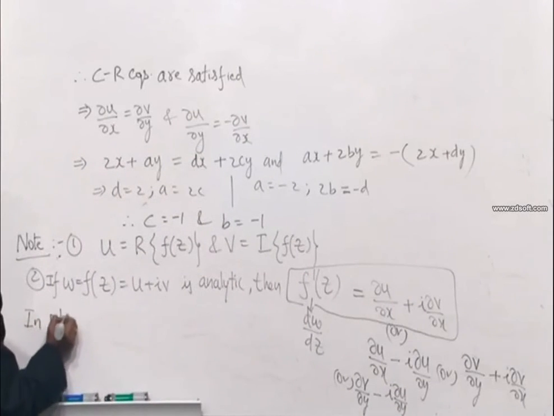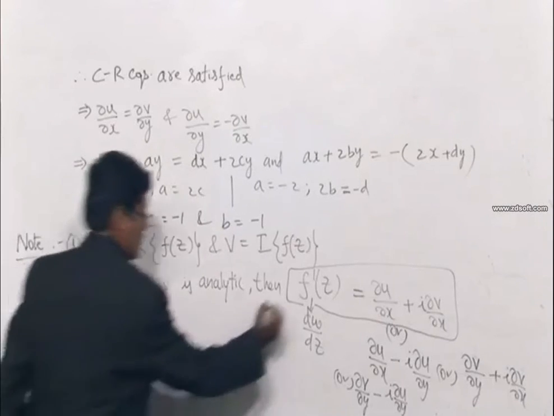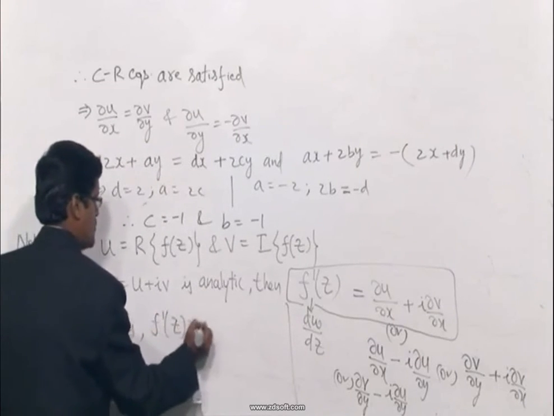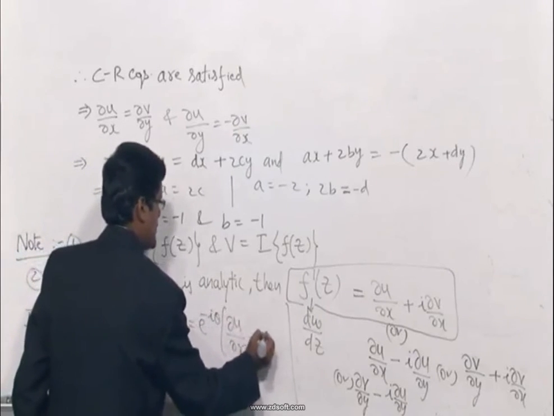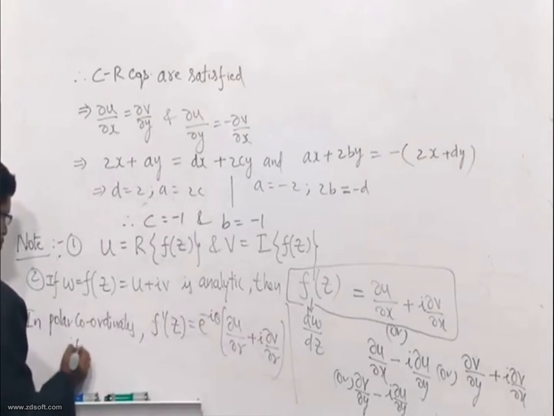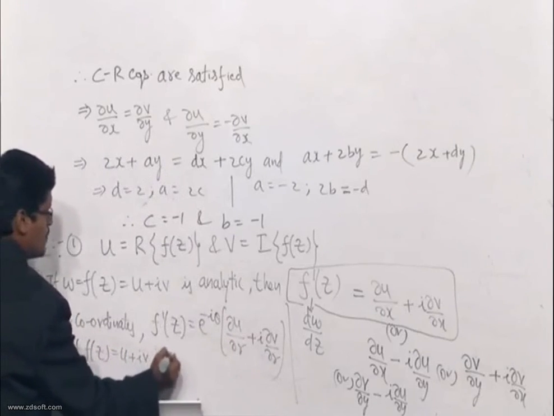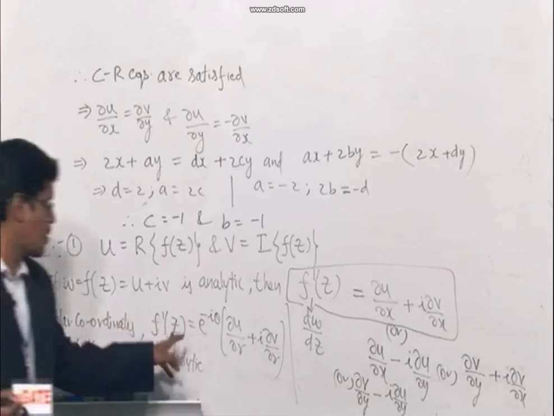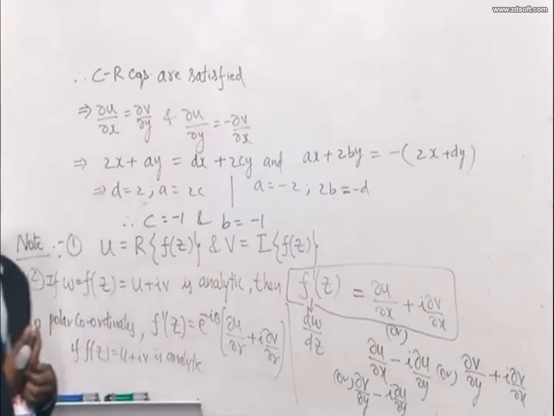In polar coordinates, f dash z is equal to e power minus i theta into dou u by dou r plus i times dou v by dou r, if f of z is equal to u plus iv is analytic. Whenever this function is analytic in polar coordinates, the formula for finding f dash z is this one, e power minus i theta.